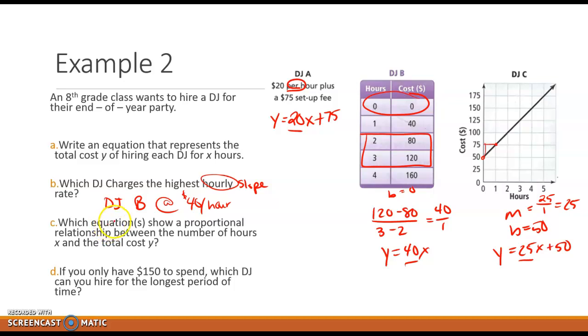Which equation shows a proportional relationship between the number of hours, x, and y? And remember, we have to have a constant rate of change and it has to start at (0, 0).